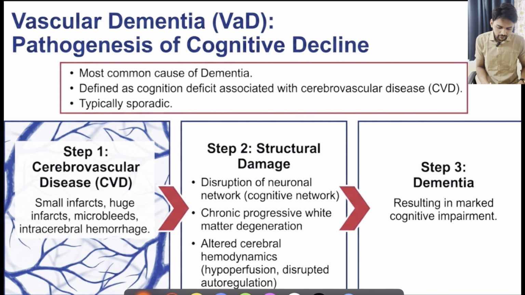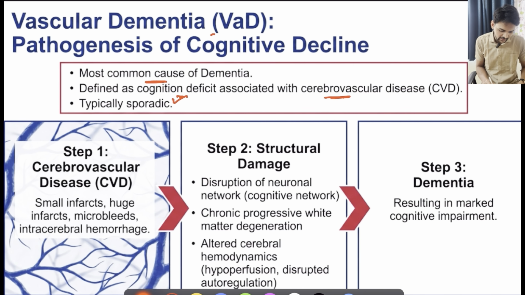First, we will see vascular dementia, which is considered the most common cause of dementia. And how to define it? This is the cognitive deficit associated with cerebrovascular diseases, and typically it is sporadic. So the genetic factors are not much involved in this particular condition.